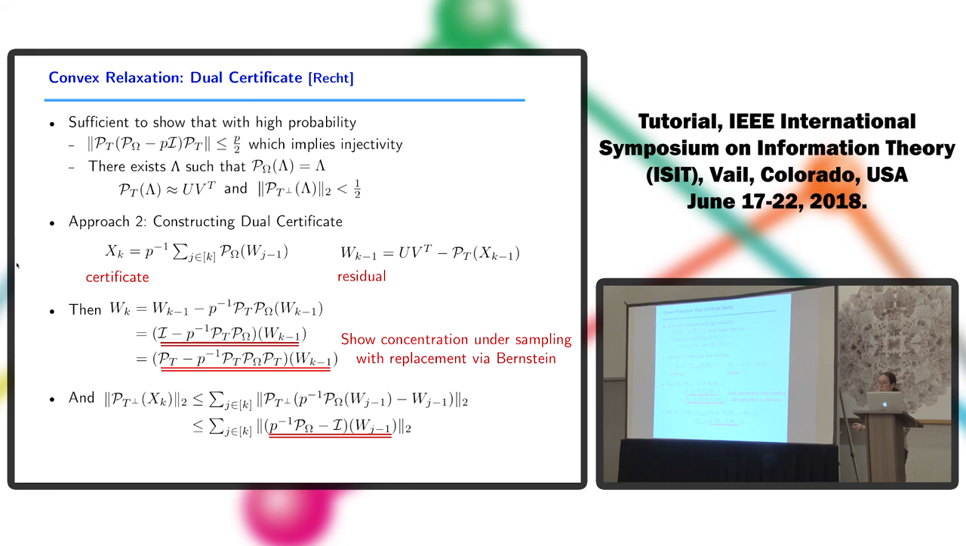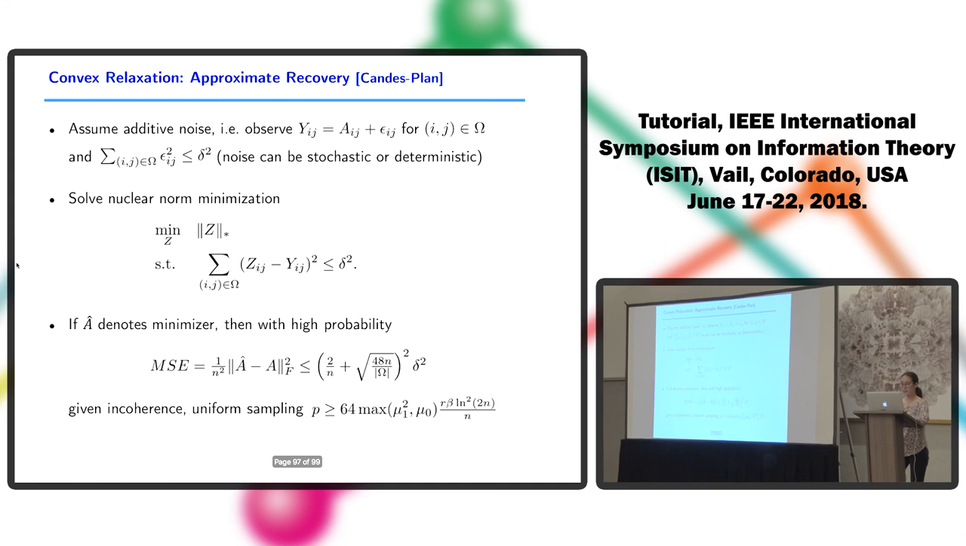Okay, so now to give a quick summary and wrap up, one more thing I forgot to mention is that all the previous slides were about exact recovery, but there's an extension to approximate recovery when you have noise. Let's say you assume additive noise, where your observations are y_ij equals a_ij plus some epsilon_ij, and the condition we need here is that the sum of the squared noise terms is bounded above by delta squared. The nice thing is the noise can be either stochastic or deterministic as long as it satisfies this bound. For example, if it's Gaussian, then you can say it satisfies this bound with high probability.